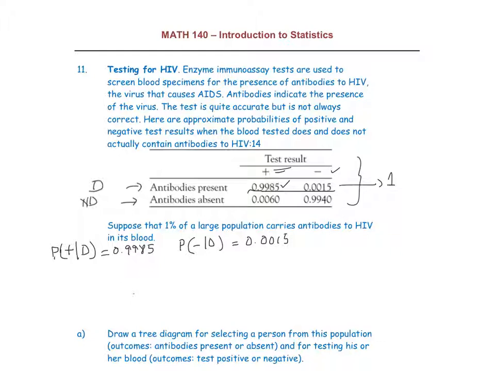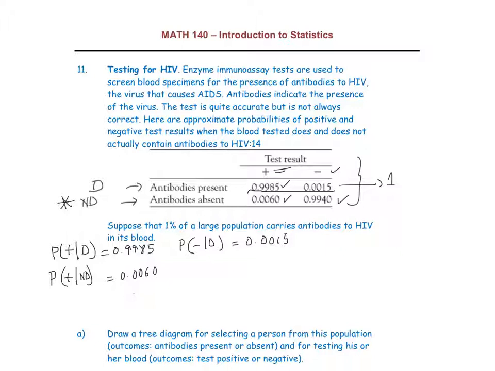So let's look at the next row, that is no disease. So the second row gives us the probabilities that the test will show either positive or negative. So the first number, 0.0060, that is the probability that the test will show positive when we know that the person does not have the virus.